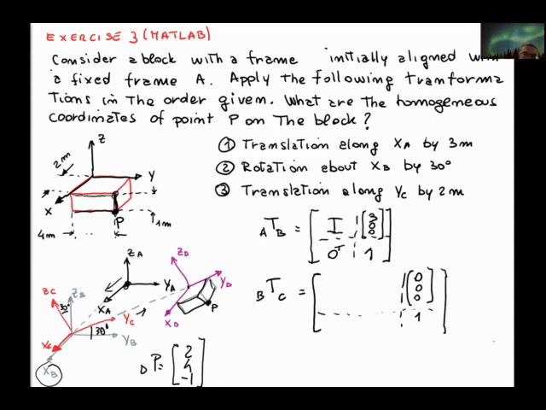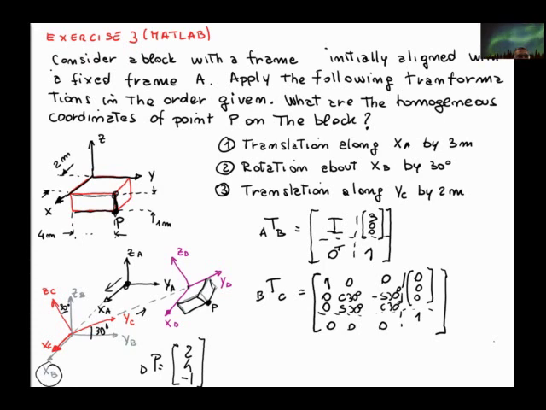What about the rotational part? You remember the elementary rotation about the x-axis? It had 1, 0, 0 here, then 0, cosine of 30 degrees, sine of 30 degrees, 0, minus sine of 30 degrees, cosine of 30 degrees. And again, you have zeros underneath. Okay.